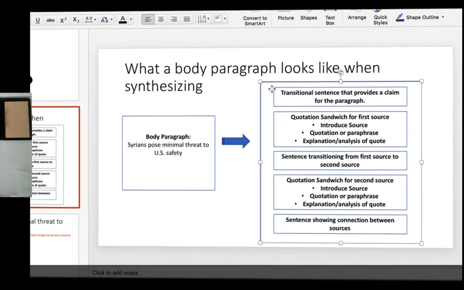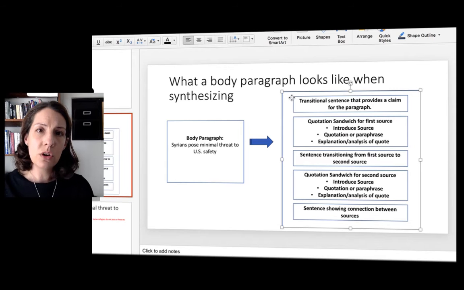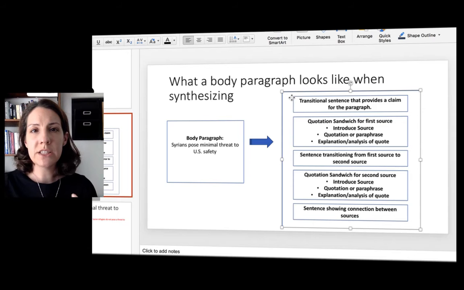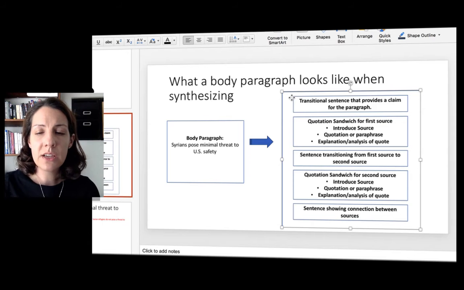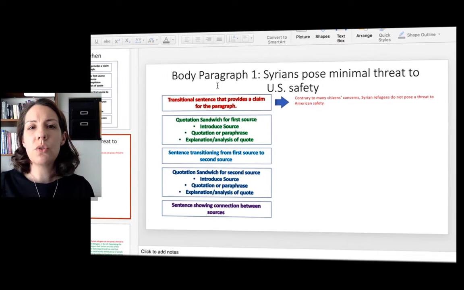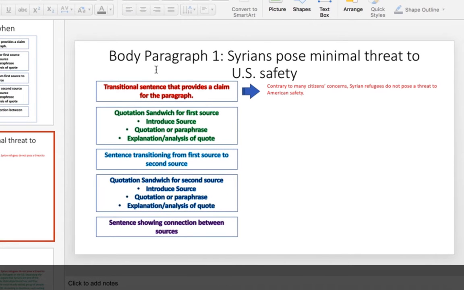So basically, a synthesis paragraph consists of two quotation or paraphrase sandwiches that are strung together with first a transitional sentence, then after the first quote, a sentence transitioning to the second quote, and then after the second quotation sandwich, some kind of a sentence showing the connection between those sources. All right, let's look at what this looks like in a real paper. On the left-hand side, you'll see a column that contains all those steps that we just went over. On the right-hand side is what the sentences might look like in a synthesis paragraph. So here it goes.